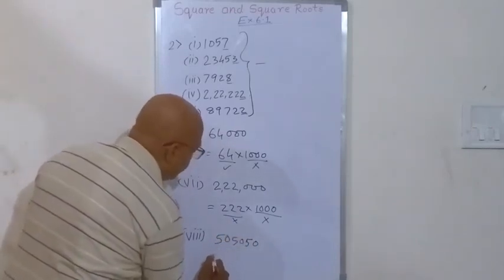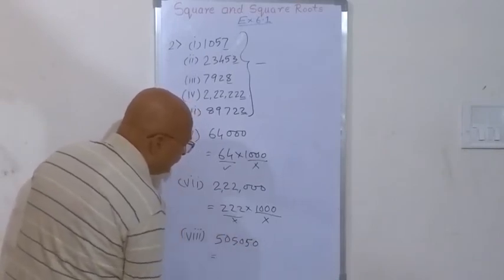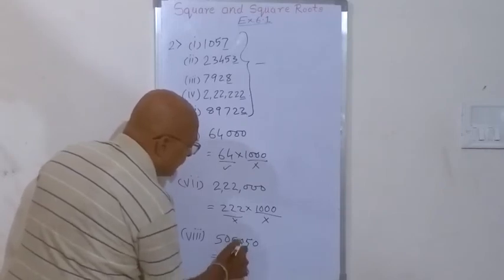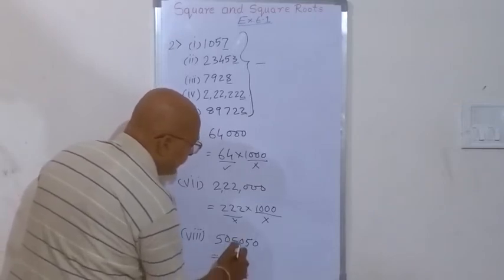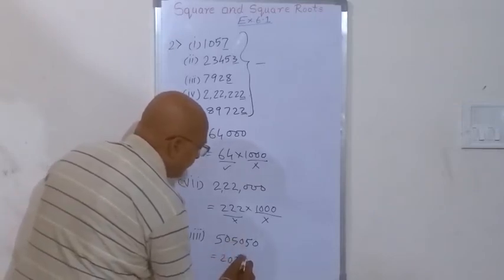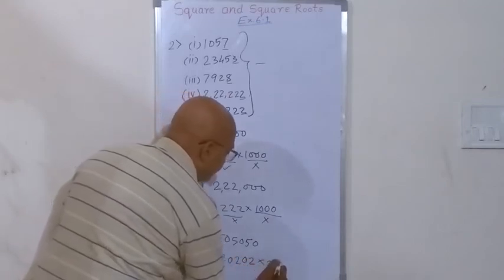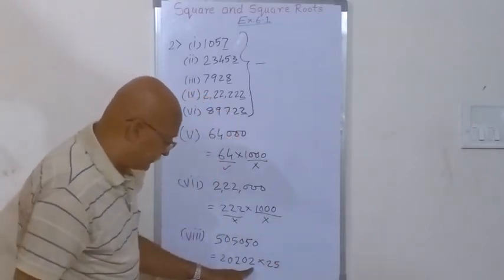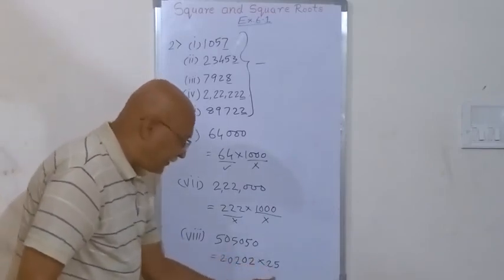So if we divide this by 25, what do we get? 25 twos are 50, then 0. Again we get 25 twos are 50, again 0, and 25 twos are 50, multiplied by 25. Now see here what we get: 20,202 multiplied by 25.